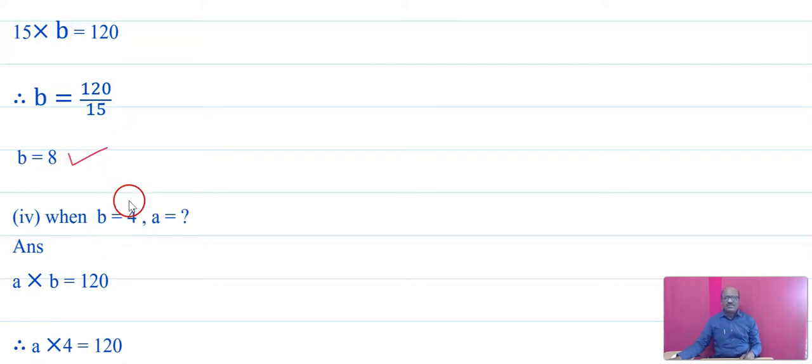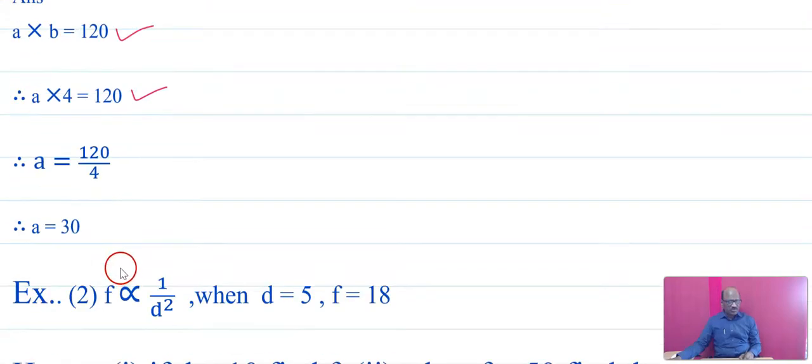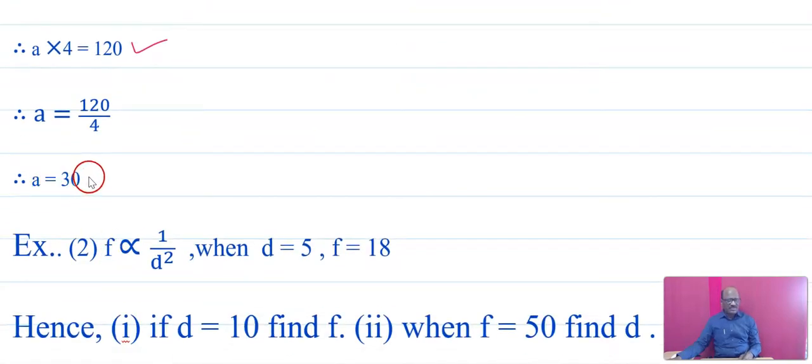Now the next, when b is equal to 4, what is the value of a? We know that a into b is equal to 120. Again, substitute the value of b, which is 4. Therefore a into 4 is equal to 120. Therefore a is equal to 120 upon 4, and the value of a is equal to 30.